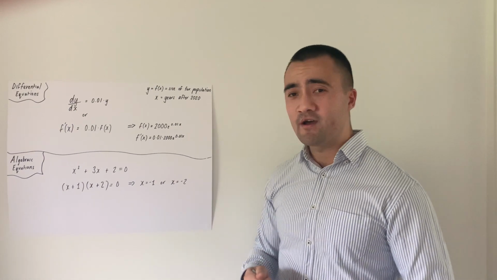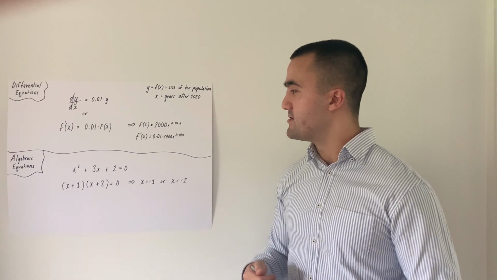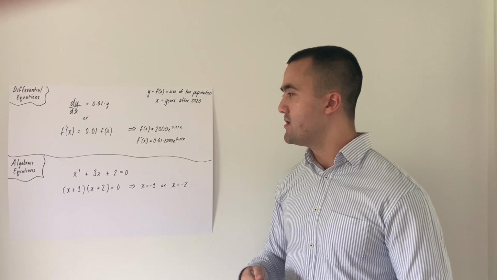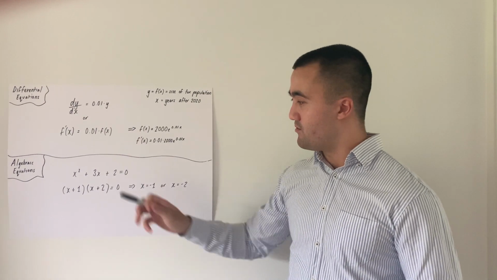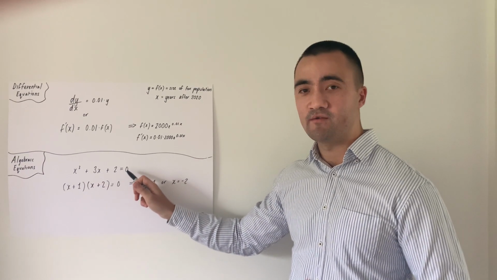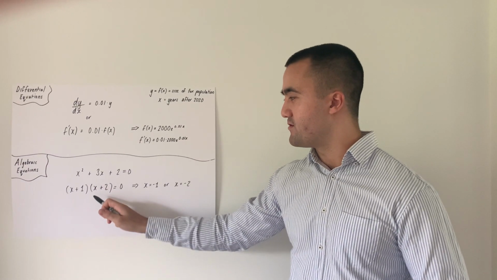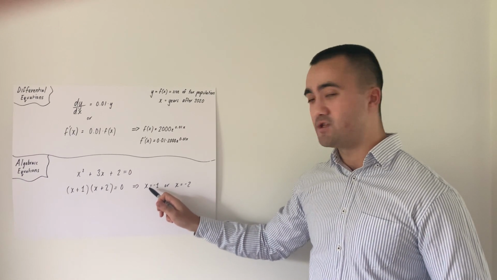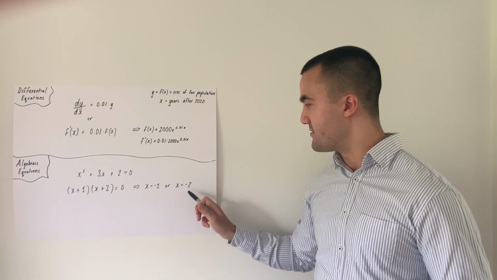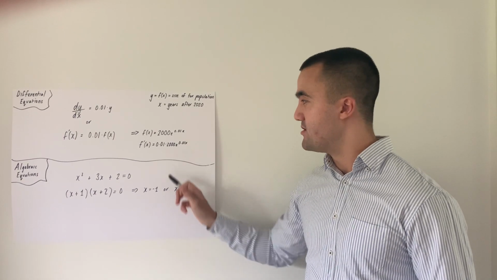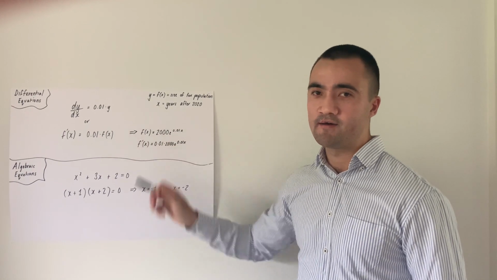Now algebraic equations are a bit different. Their solutions aren't functions like the differential equations. How do we know this? Well, take this equation: x squared plus 3x plus 2 equals 0. If we factorize this as such, we can quite easily see that our solutions are x equals -1 or -2. The point being that our solutions are in fact numbers, not functions like we had up here, okay?